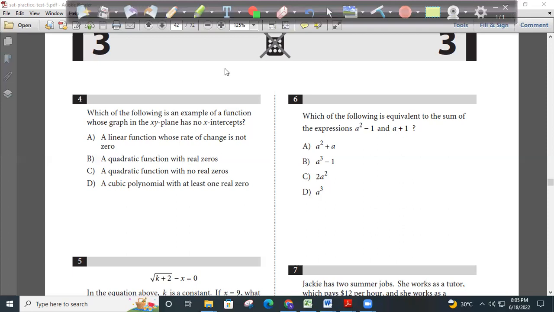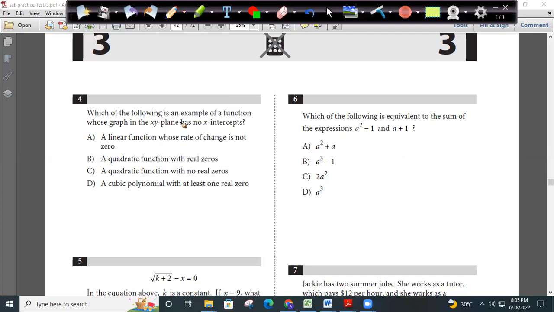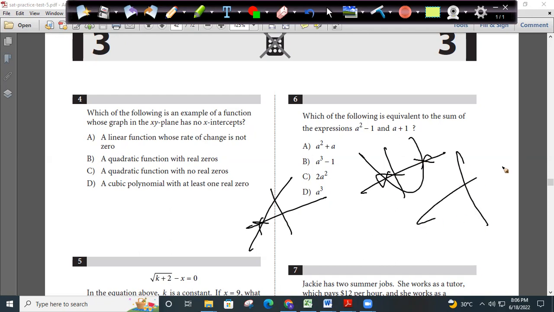Now, fourth question. When I try to solve the fourth question, which of the following is an example of a function whose graph in the xy plane has no x-intercepts? What is the meaning of x-intercept? This is an x-intercept. This is an x-intercept. This is an x-intercept. Correct, right? Now let us look into the question.